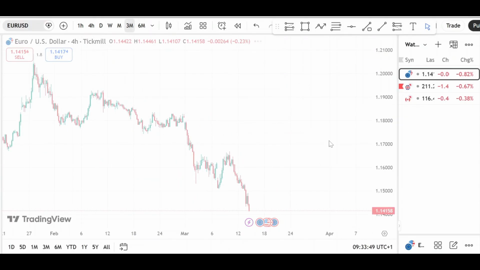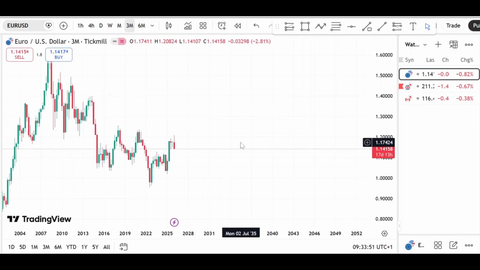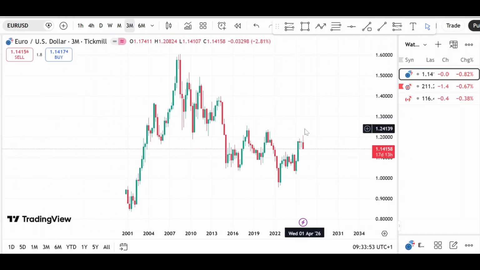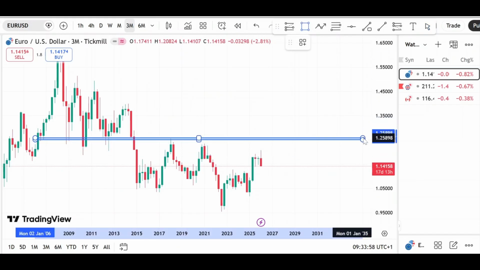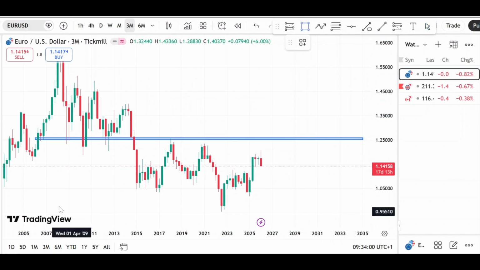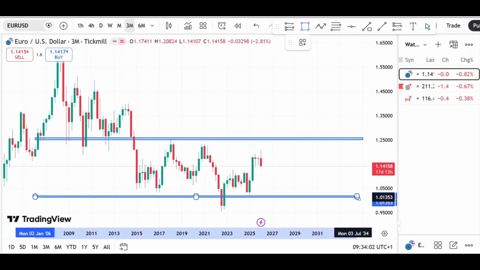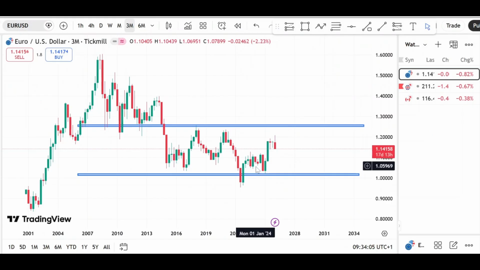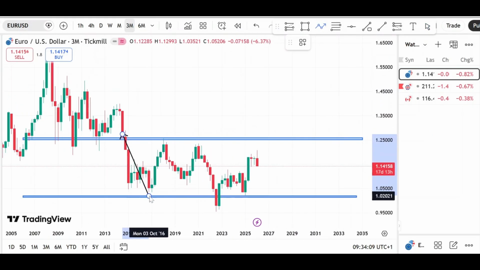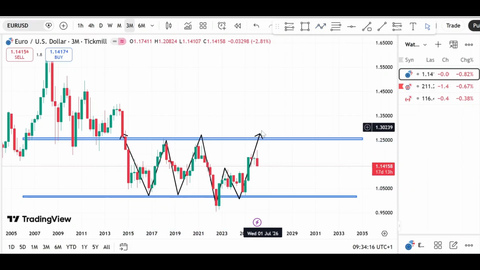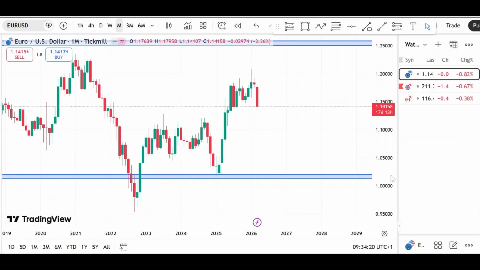So here, let us start with the weekly time frame, I mean the 3-month time frame, to see what's going on. As you can see here, we have a 3-month upper zone, and here we have a 3-month lower zone. As you can see, we are in consolidation where we are seeing equal highs and equal lows. Let's go to the monthly time frame to see what's going on.